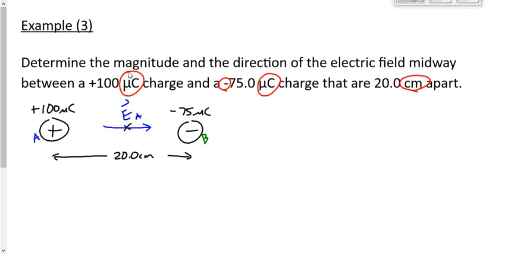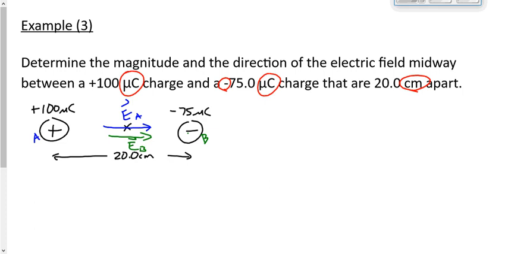What about B? What about the field caused by B? Which way is it going to point? Yeah, it's also to the right. And why is it going to point to the right? Yeah, well, the negative is the producer here. B is the producer now. We're pretending A doesn't exist. Okay, and the field points toward a negative producer. So the blue field is away from the positive producer. The green field is toward the negative producer. And they both end up being to the right, as it turns out.